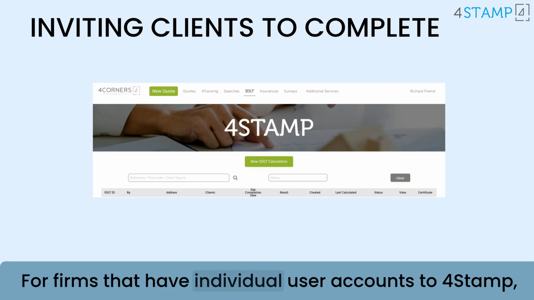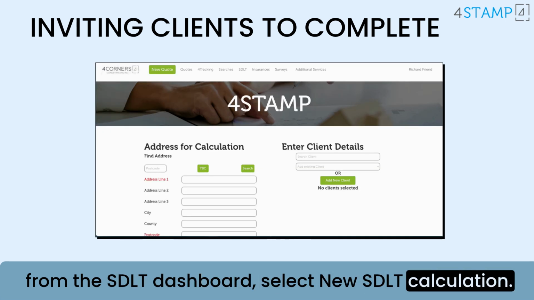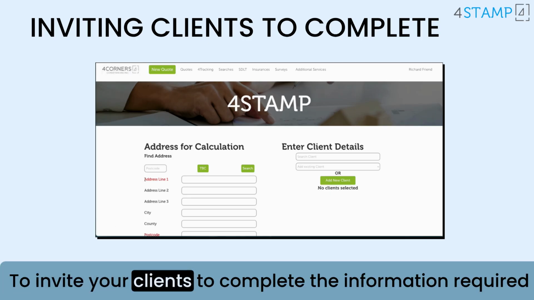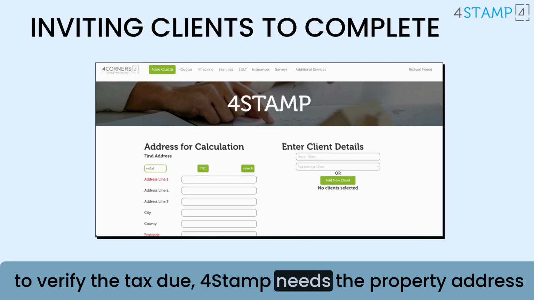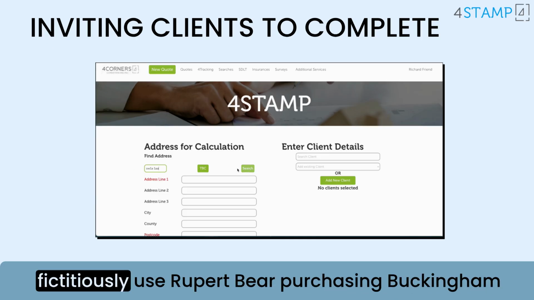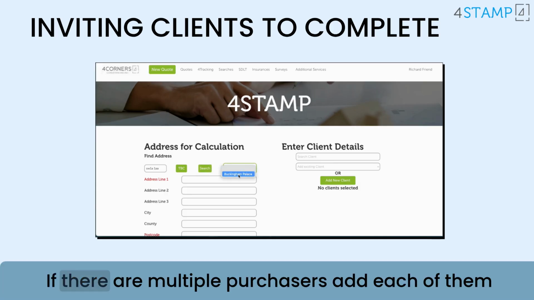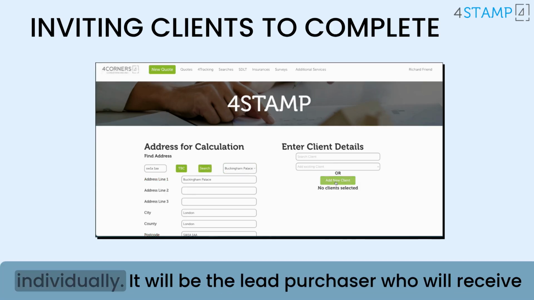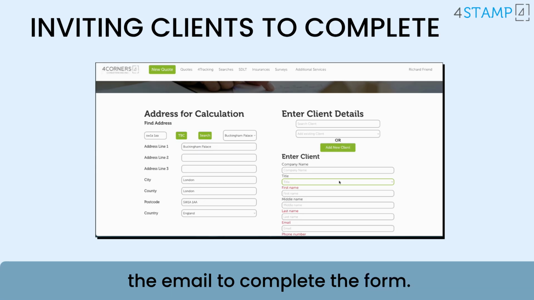For firms that have individual user accounts to 4Stamp, from the SDLT dashboard, select New SDLT Calculation. To invite your clients to complete the information required to verify the tax due, 4Stamp needs the property address and purchaser details added. In the example, we will fictitiously use Rupert Bear purchasing Buckingham Palace. If there are multiple purchasers, add each of them individually. It will be the lead purchaser who will receive the email to complete the form.